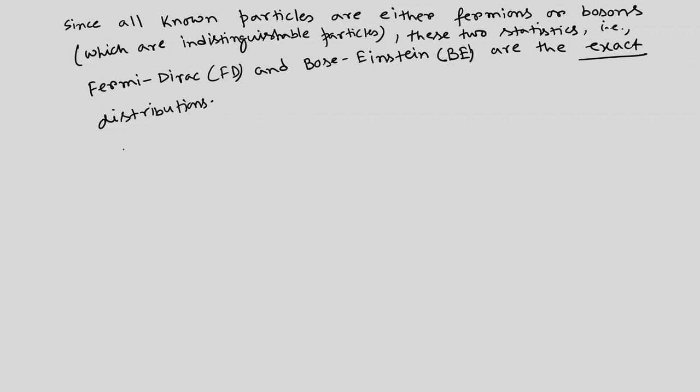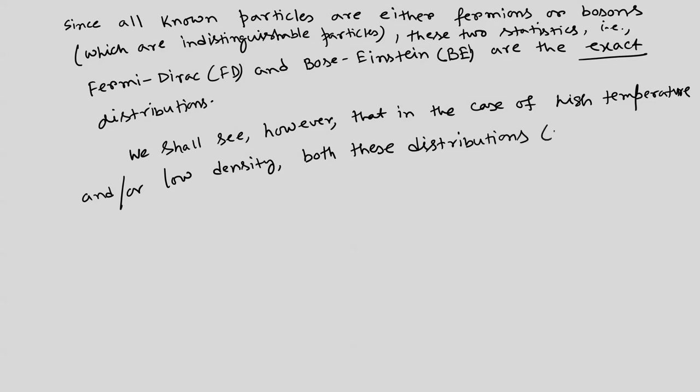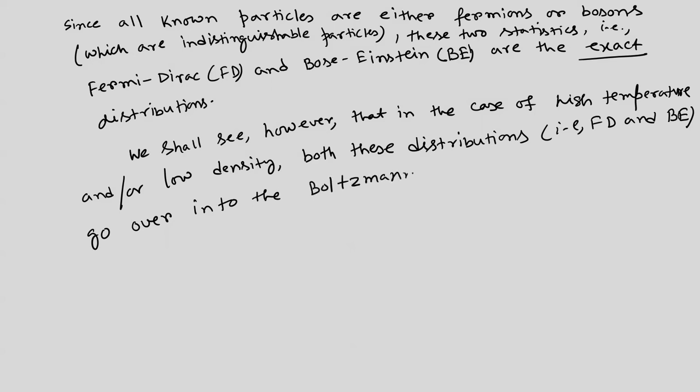We shall see, however, that in the case of high temperature and or low density, both these distributions, that is FD and BE, go over into the Boltzmann or classical distribution.